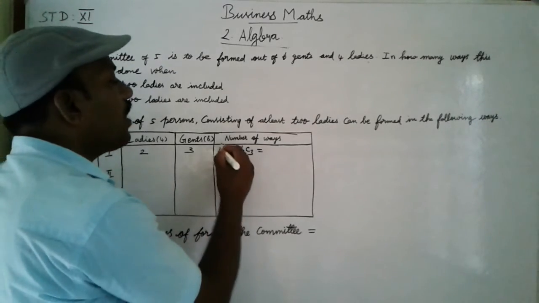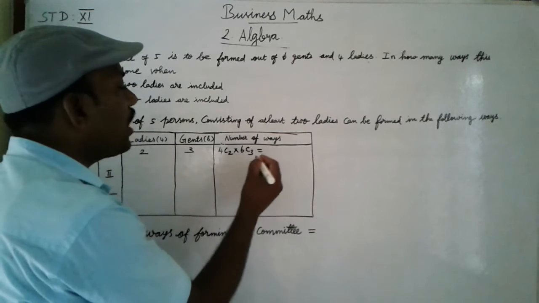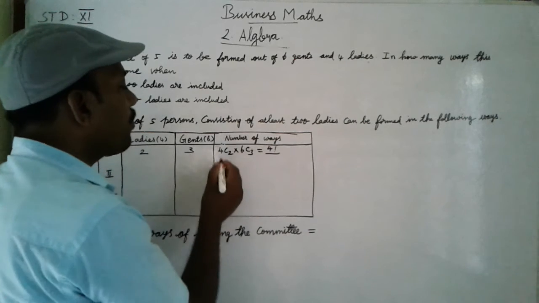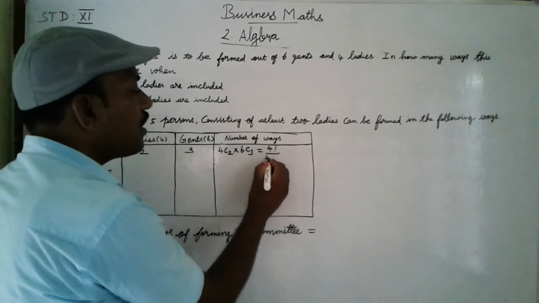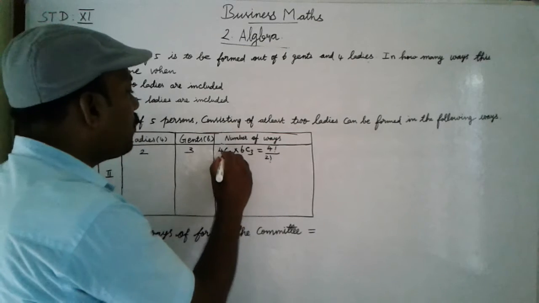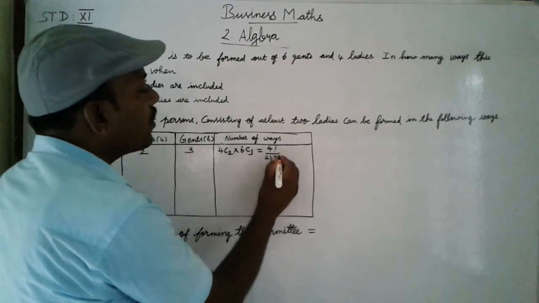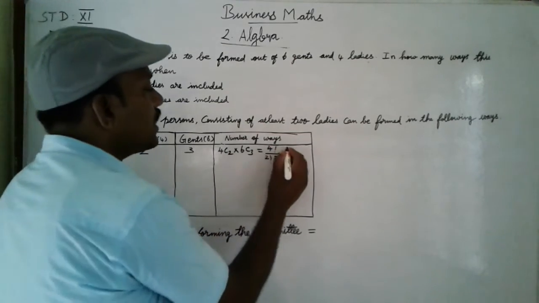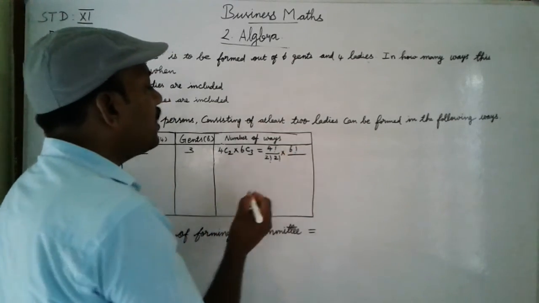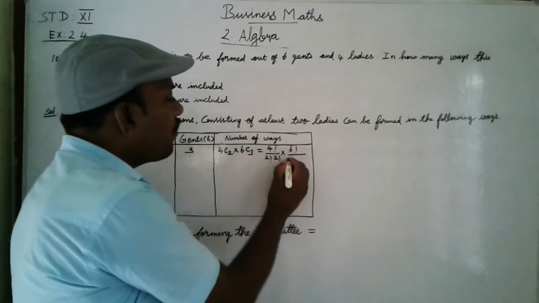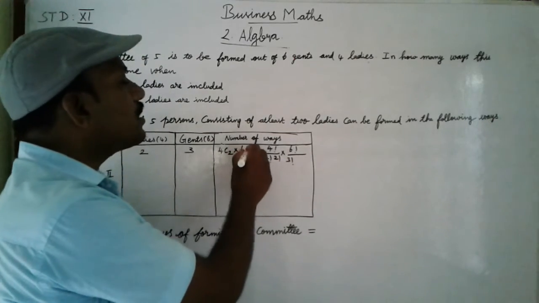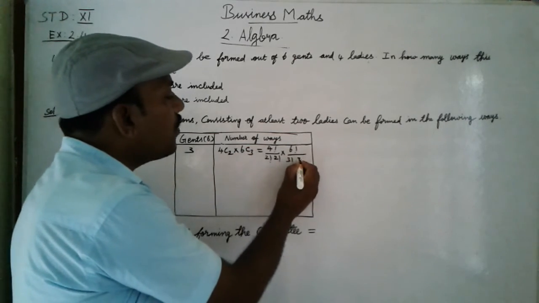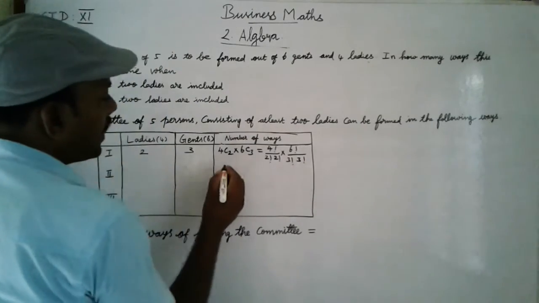4C2: what is the formula? We know that n factorial divided by r factorial into (n minus r) factorial. So 4 factorial divided by 2 factorial, r is 2, and 4 minus 2 is 2 factorial, into 6C3: 6 factorial divided by r, which is 3 factorial, and 6 minus 3 is 3 factorial. So we should write this.